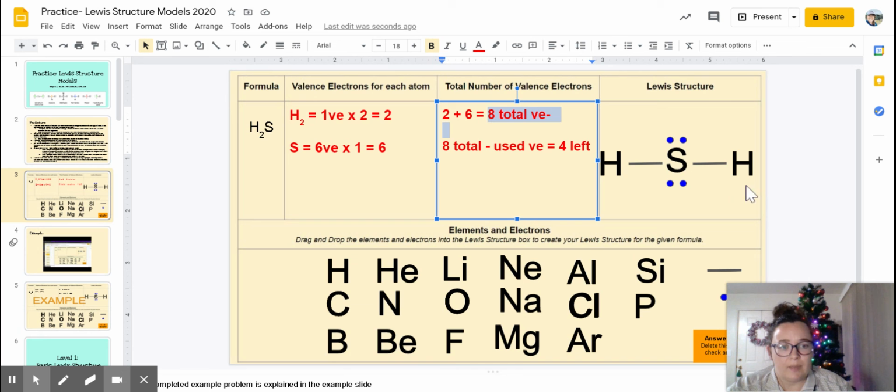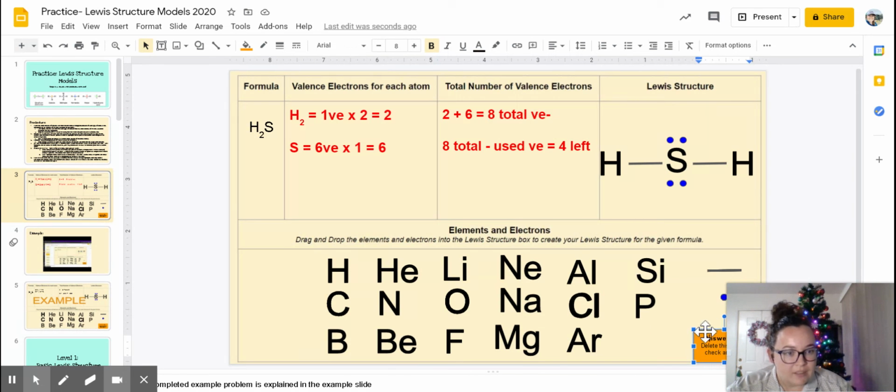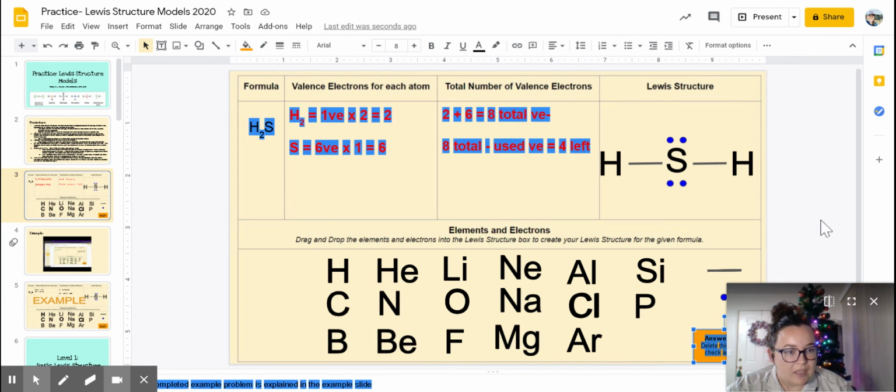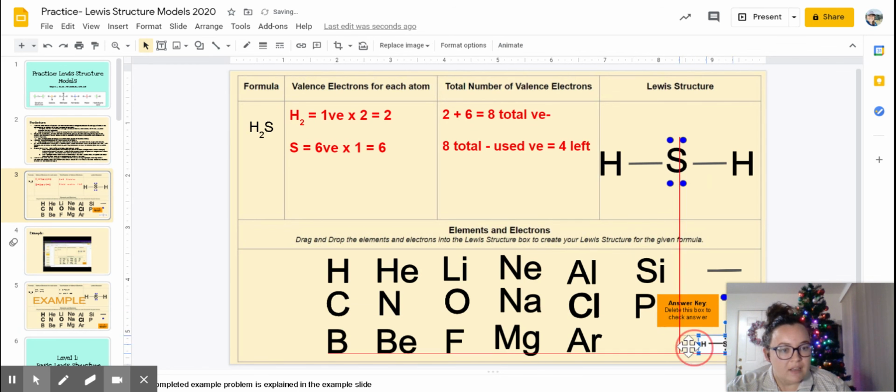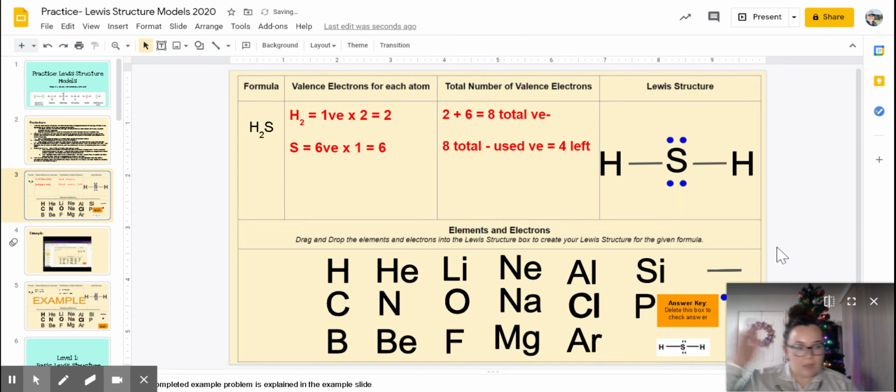Something else you are able to do: down here in the bottom right, I don't know if you can see it, my camera is kind of blocking. There's a little orange box and it says answer key. It says delete to check your answer. You can either delete it or just move the answer box and check your work. This isn't meant to trick you. It's meant to be a way for you to check your work and make sure you are doing it correctly.